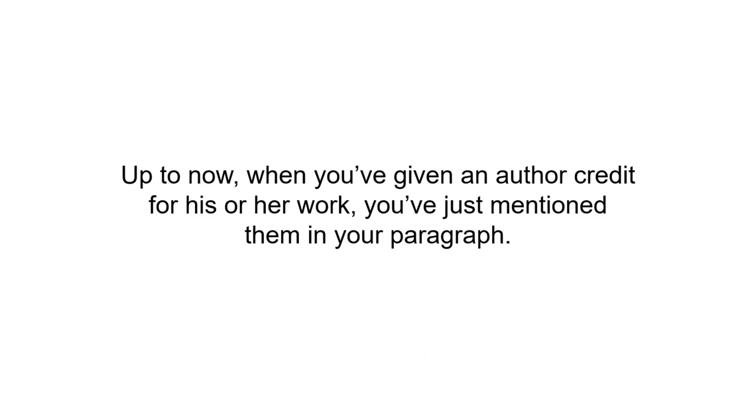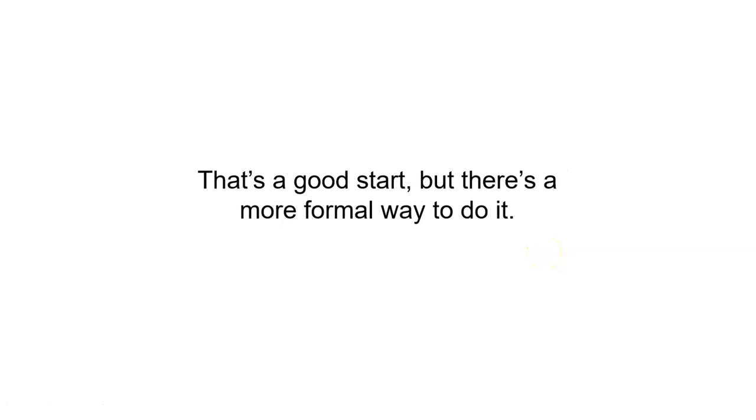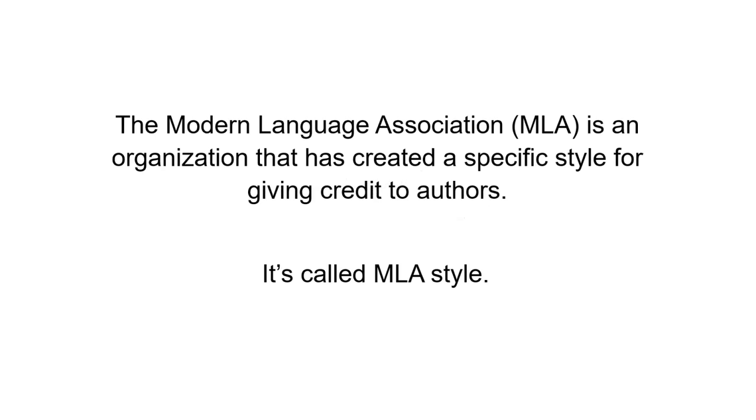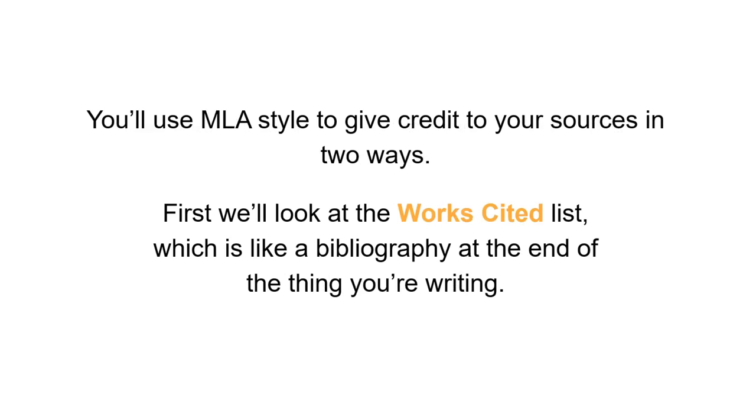Okay, so up to now, when we did our exercises over summary, paraphrasing, and direct quotes, when you give an author credit for his or her work, you have just simply mentioned them in the context of your paragraph. And that's a good start, but there's a more formal way to do this. The Modern Language Association, which is also called MLA, is an organization that has created a specific style for giving credit to authors. That's where we get MLA style from. And in English classes, this is the style that we use.